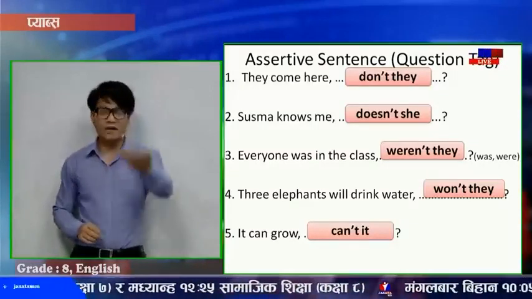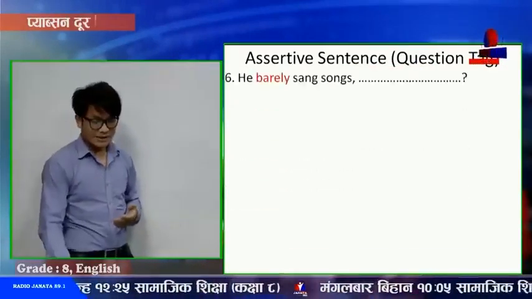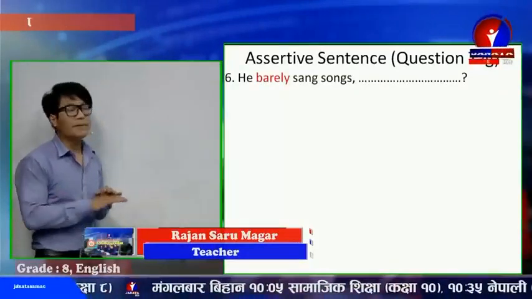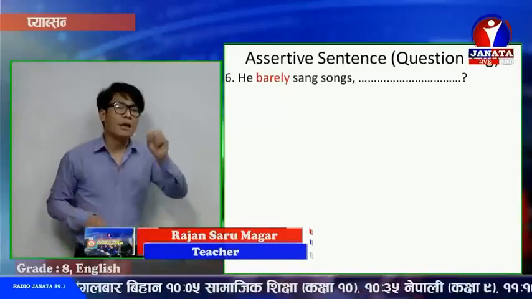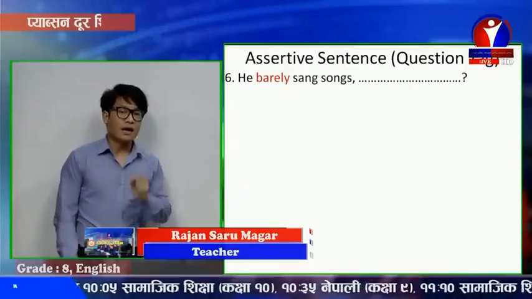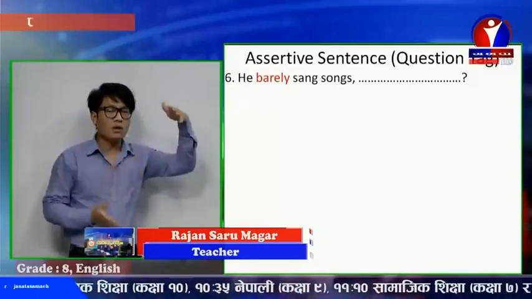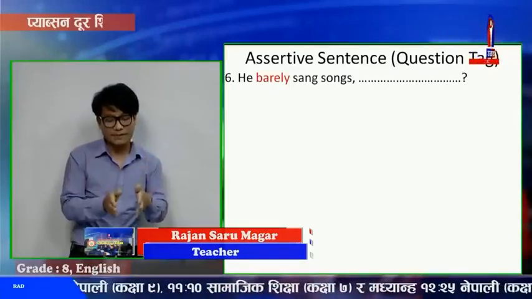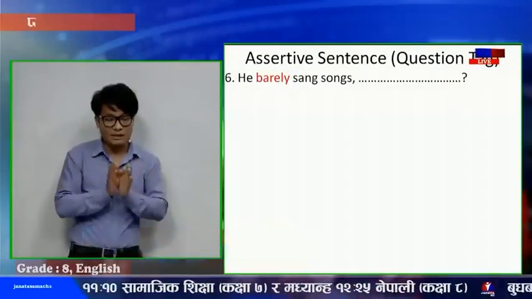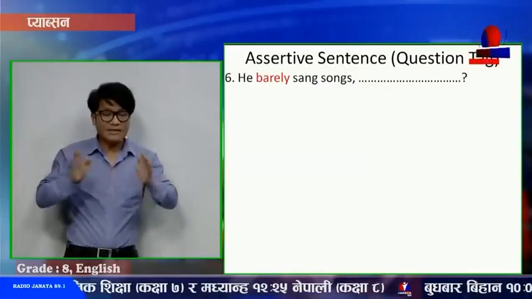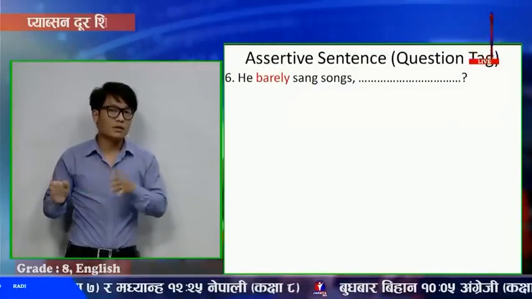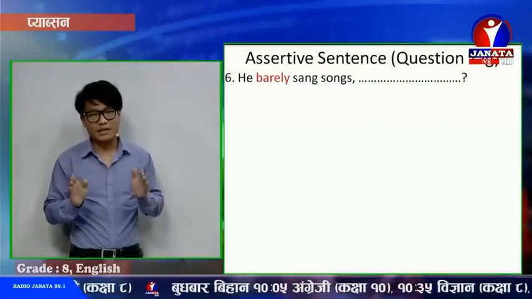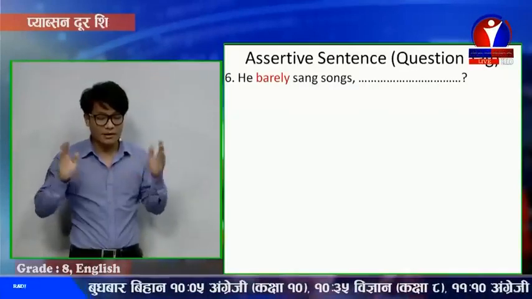Let's have one more example. You can see, he barely sang songs. He barely sang songs. I had told you that, and I had even shown the words which change the whole sentence into negative. And one of them was barely. He barely sang songs. So this is not a positive statement, it is negative. So he barely sang songs.